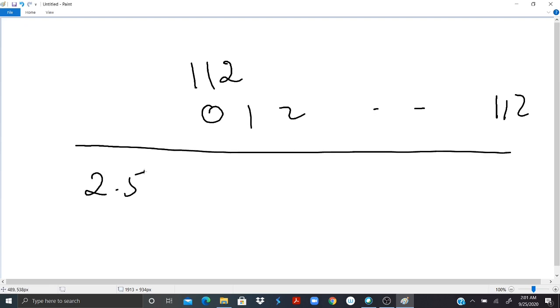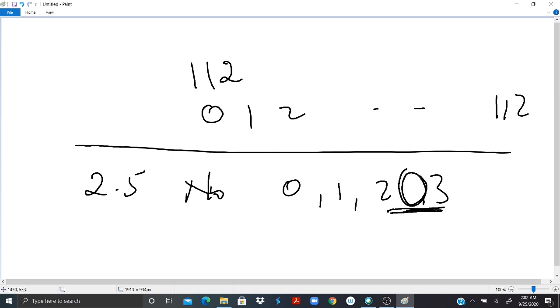Now, is 2.5 a whole number? No, because no way we can keep adding ones and reach 2.5. After 2, we get to 3, and 2.5 is in between 2 and 3 and makes 2.5 a decimal number. So 2.5 is not part of whole numbers.